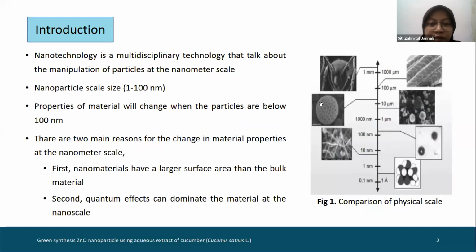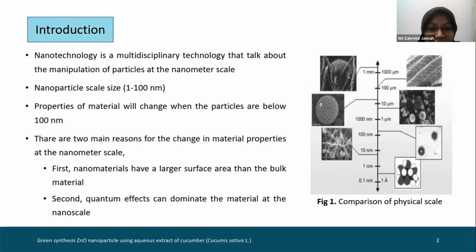Nanotechnology is a multidisciplinary technology that deals with the manipulation of particles at the nanometer scale. Nanotechnology has over a million advantages that can be utilized in various sectors of life. Properties such as conductivity, reactivity, melting temperature, and mechanical properties will change when the particles are below 100 nanometers, or the nanoparticle scale. And there are many reasons for the change in material properties at the nanometer scale.